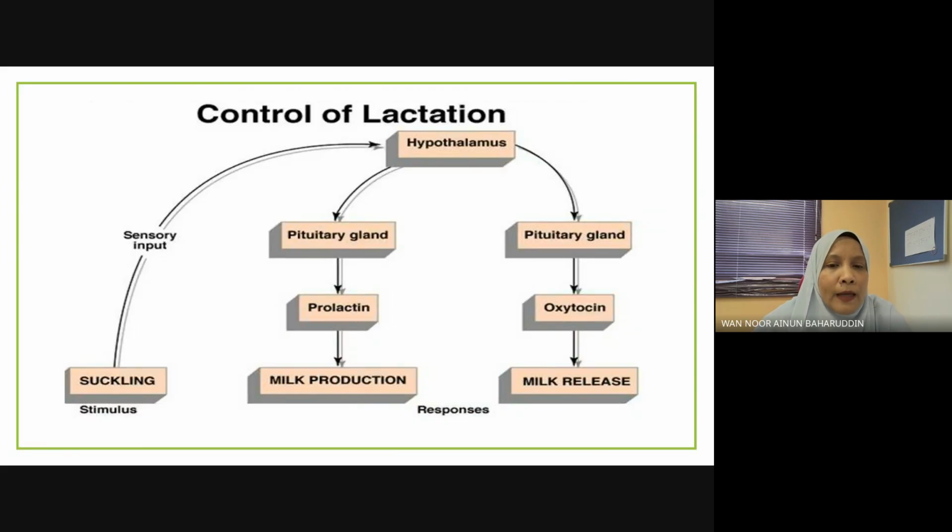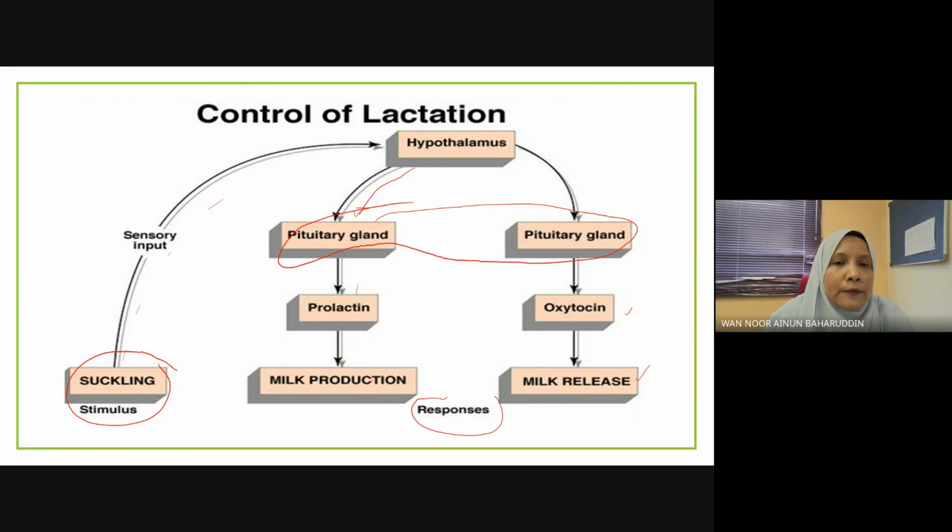So, actually, the one that can stimulate the control of lactation is the suckling. Once it is suckled, it will give a sensory input to the hypothalamus to induce the pituitary to release, to induce prolactin for milk production, and oxytocin for the milk to be released. Okay.